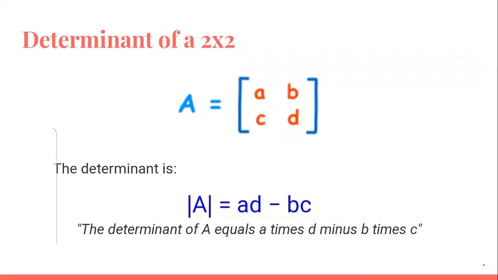Determinant of a 2 by 2 can be calculated very easily by cross multiplying within the matrix and subtracting. So A times D minus B times C. Okay, so pretty straightforward. A times D minus B times C. How do you feel so far? Does it seem like something you can handle? Cool. I'm going to pause and let you write that down.